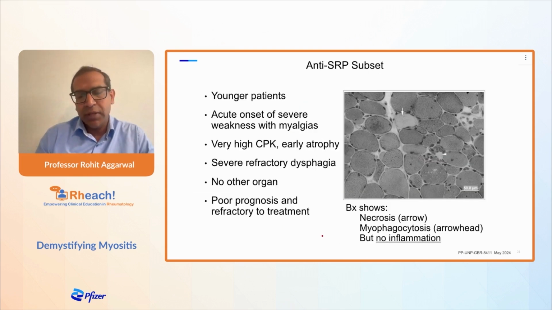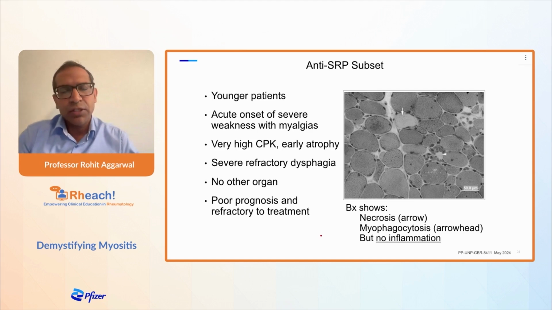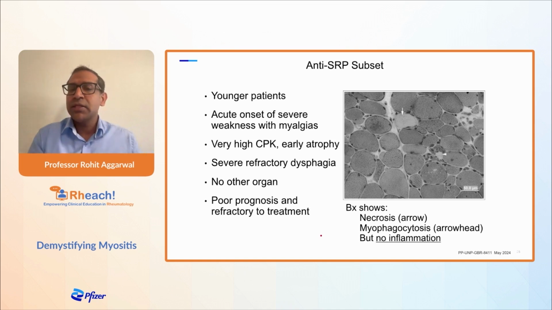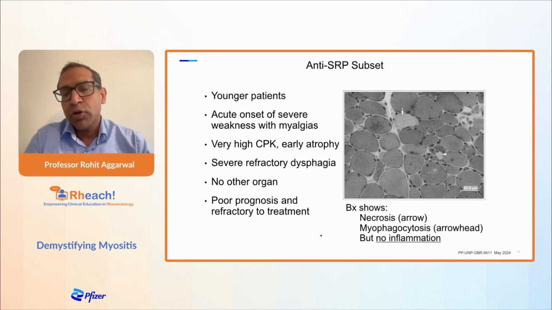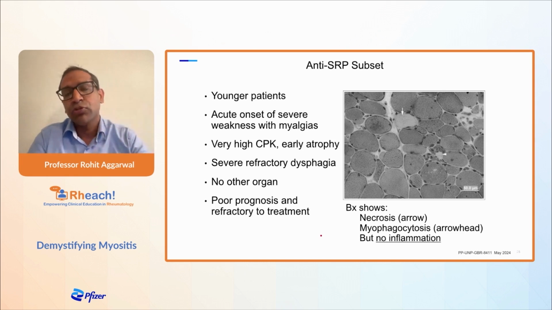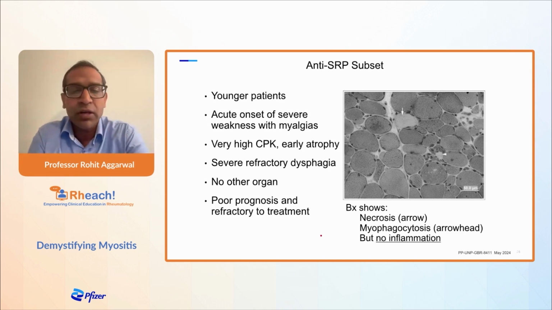First, SRP. These are the worst patients in terms of the disease. They have the most severe and refractory muscle disease. These, unfortunately, are younger patients. They develop acute onset of muscle weakness with severe myalgias and very high CK. The reason their CK is so high is that they are acutely necrotizing their muscle. Because they're losing so much muscle mass so early, it leads to early atrophy. Because the swallowing apparatus is also muscle, they can develop severe refractory dysphagia.